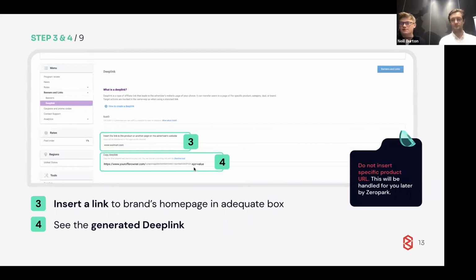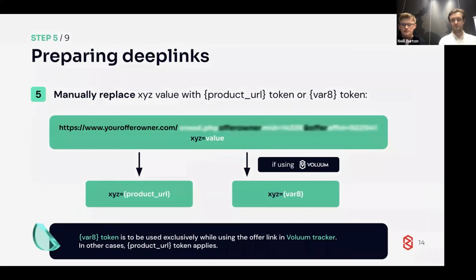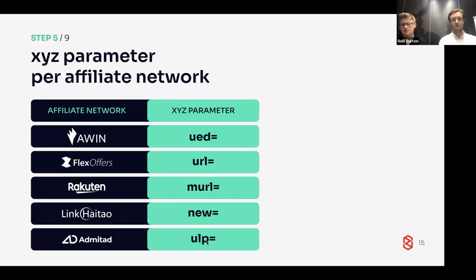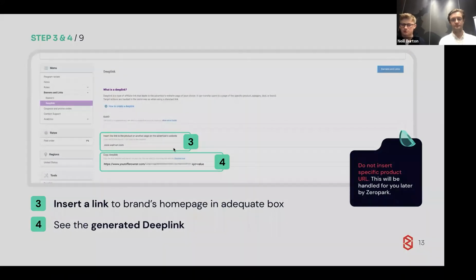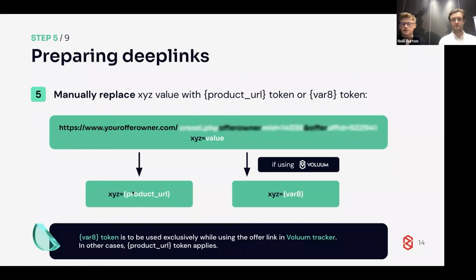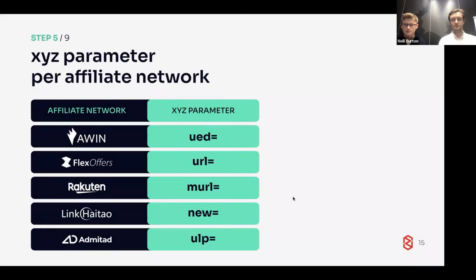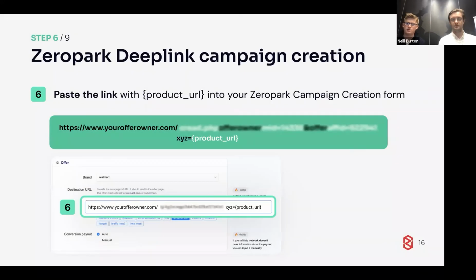So you'll be having the parameters equals walmart.com, and I'll rush a bit. In Admitad, it's going to look like this: ULP equals our homepage parameter. What we have to do is take the parameter and replace it with a dynamic token, which is product URL. And if you're using Volume, it's going to be variable 8.